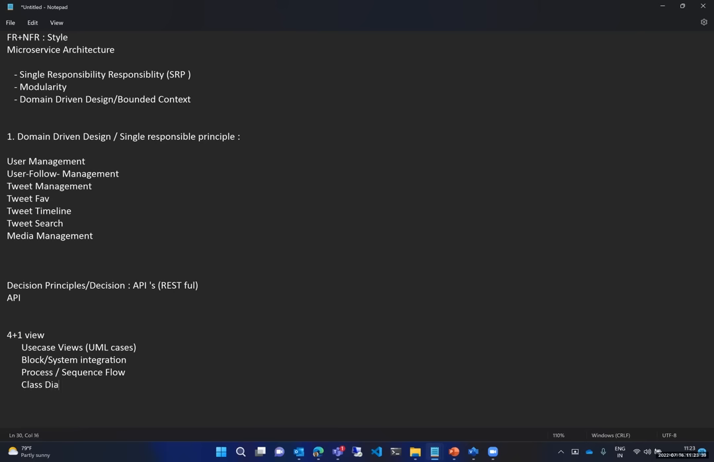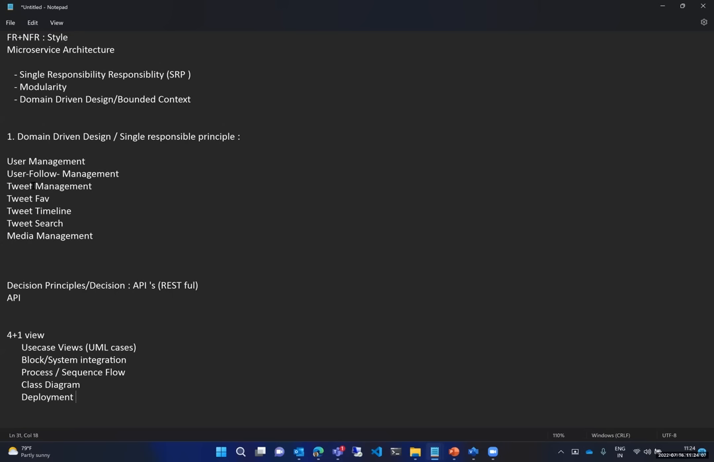Next is the class diagram, the low-level aspects of how the system is being designed. You need to have the class diagram as well. Next is the deployment diagram: how your application is being deployed, which server the user management module is deployed on, which server tweet management is deployed on, how the replication is happening. All those things need to be represented here.